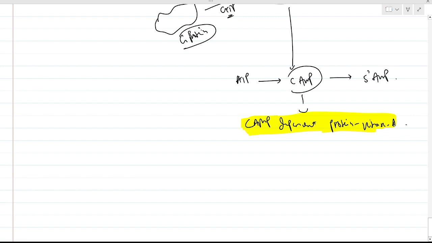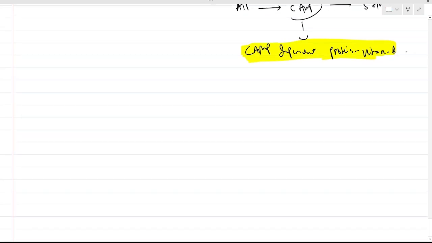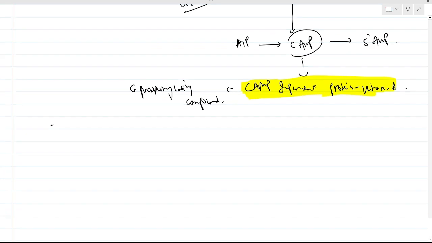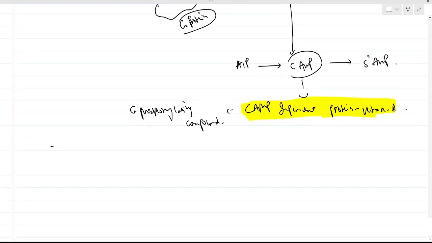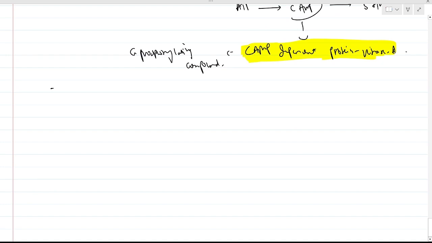This cAMP dependent protein kinase A, it's a phosphorylating enzyme. Here it's a phosphorylating compound. Okay, we are seeing the action of glucagon and epinephrine here in the fasting state. So we know in the fasting state glycogenolysis takes place.